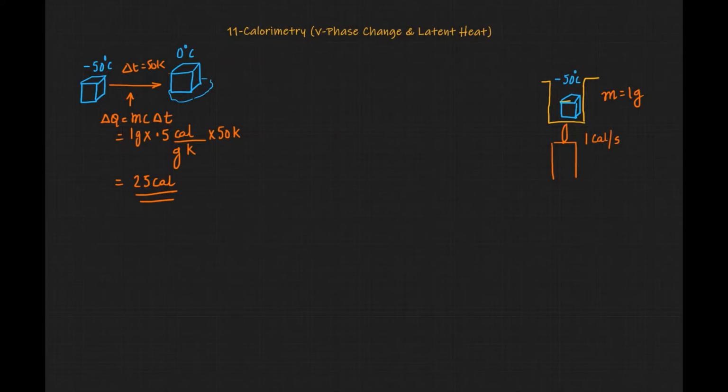Alright, so now from here, ice at 0 degrees has to get completely converted into water. This is water at 0 degrees Celsius. So please note that as this happens, your delta T is 0. There is no change in temperature because it's ice at 0 and water at 0.